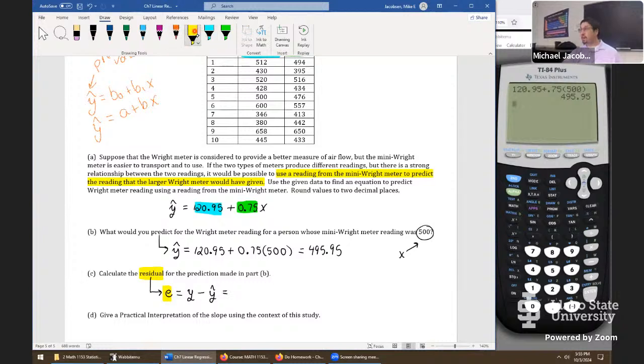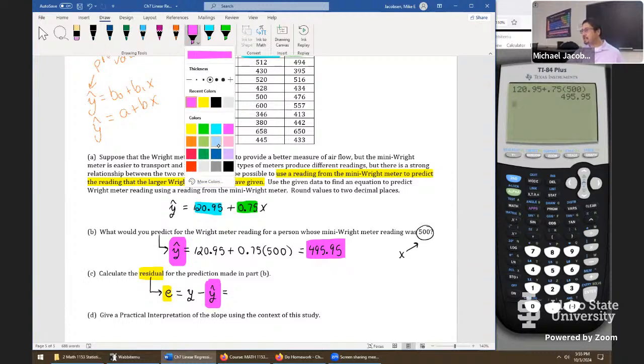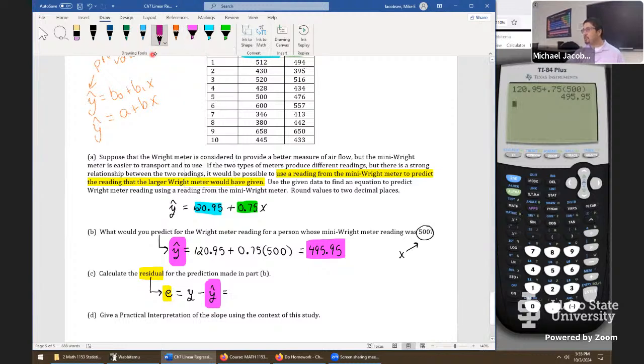Note, we already just calculated a y hat value. So that value 495.95 is going to go right here in place of y hat. The trickier thing I'd say is, how do we find the value for y itself? Anyone see what the value should be?